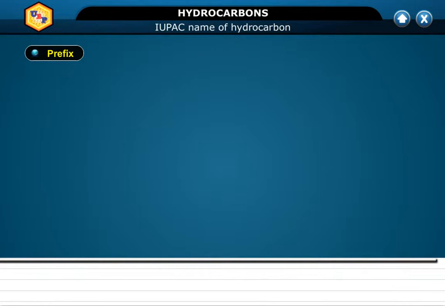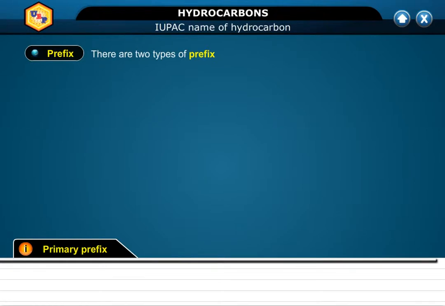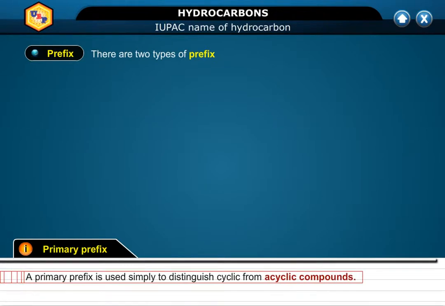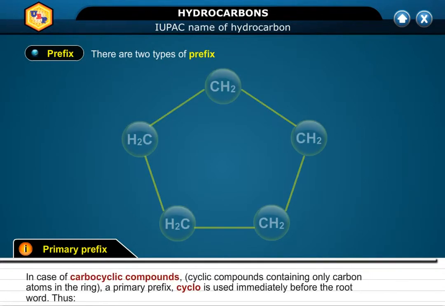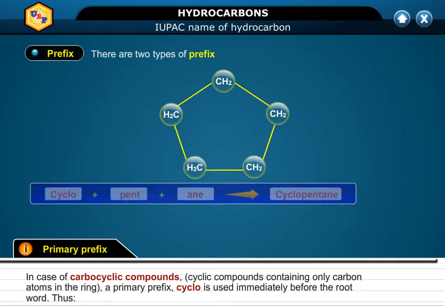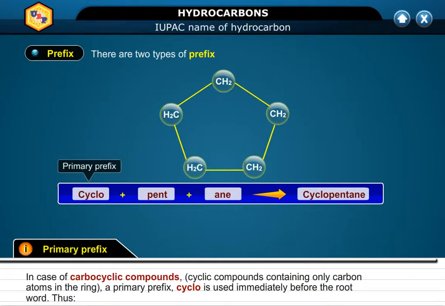Number 3, prefix. There are 2 types of prefixes. Number 1, primary prefix. A primary prefix is used simply to distinguish cyclic from acyclic compounds. For example, in case of carbocyclic compounds, cyclic compounds containing only carbon atoms in the ring, a primary prefix 'cyclo' is used immediately before the root word.